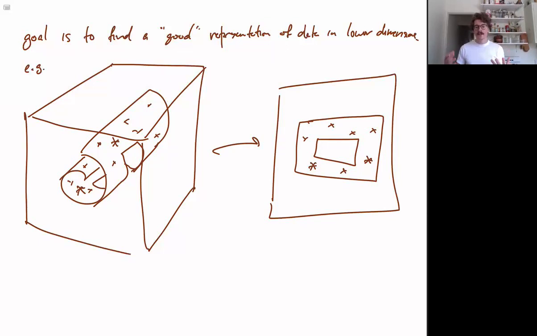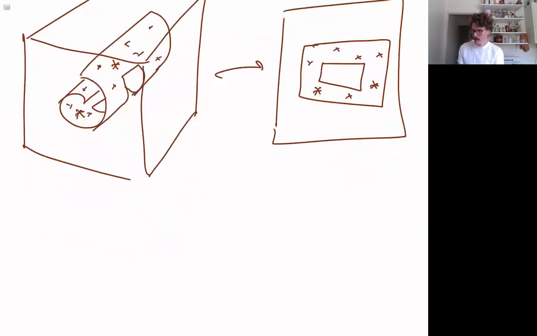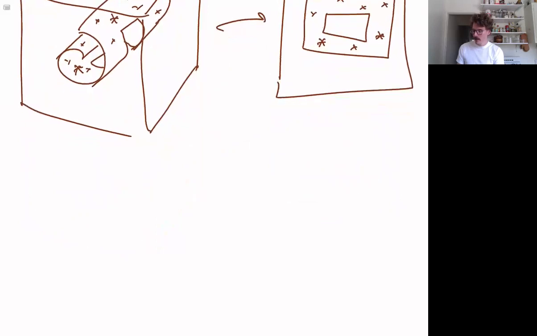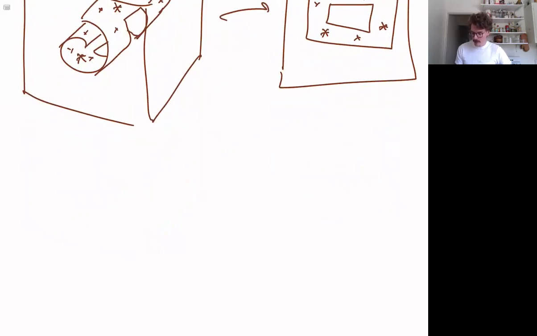So this is the idea of dimensionality reduction. You want to reduce the number of dimensions, but preserve the structure of the data. Now, there are 2 main types of dimensionality reduction techniques.